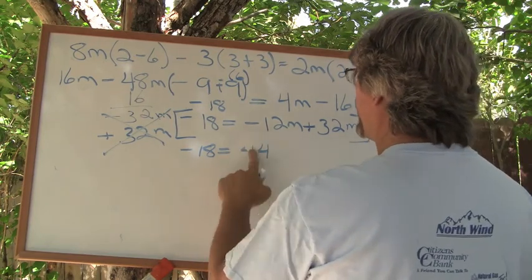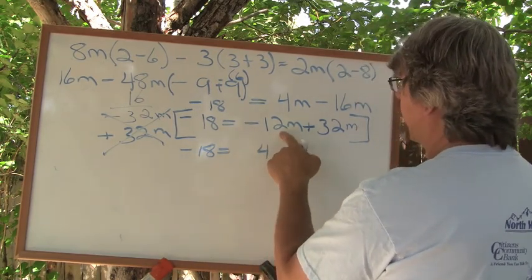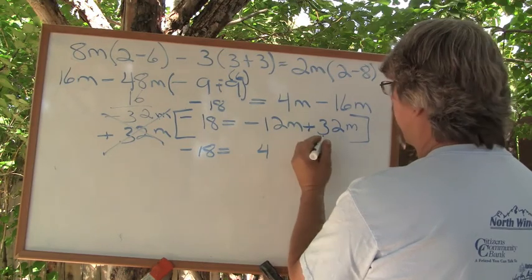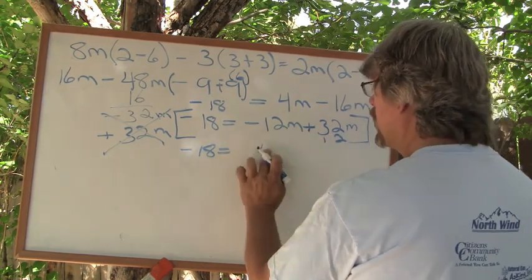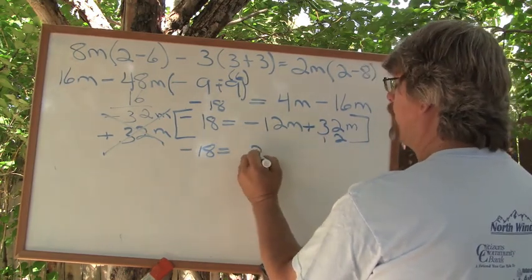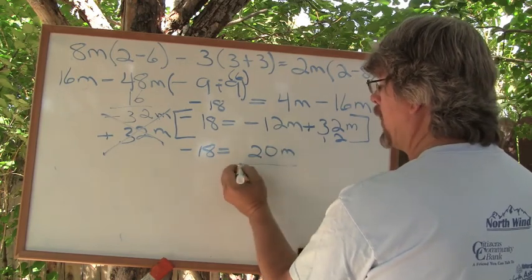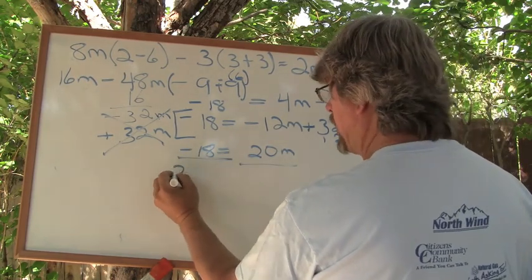Whoops, nope, not 44, sorry. That's a negative 12 and 32, so it's like subtracting 12. Boy, you got to do your math right, huh? 20m. And now you're going to divide by 20m.